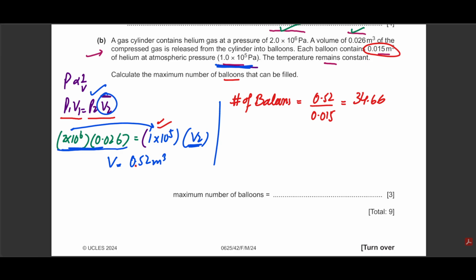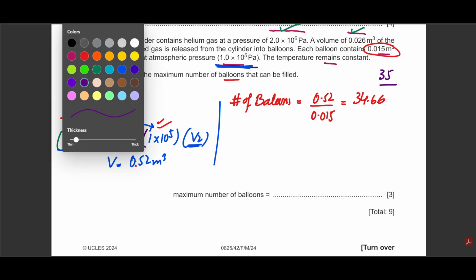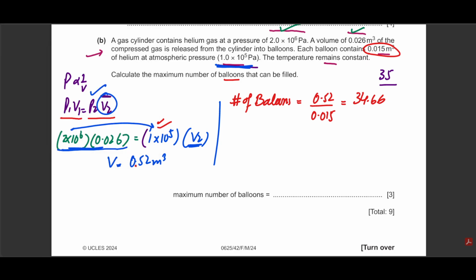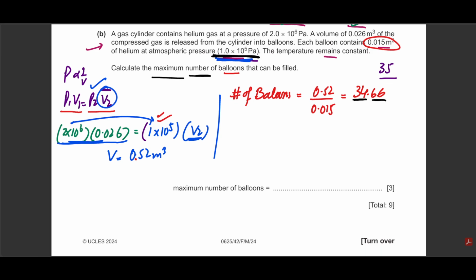We understand that if we try to round it off to 2 significant figures, this will be 35. This will be wrong, because here it's not about maths, it's about logic. When you fill in complete 34 balloons, you can only fill in 66% of the 35th balloon. He says maximum number of balloons that can be filled completely at this pressure. So we would have to round this number down to 34, because the extra part wouldn't be able to fill in an extra balloon to make it 35 balloons.